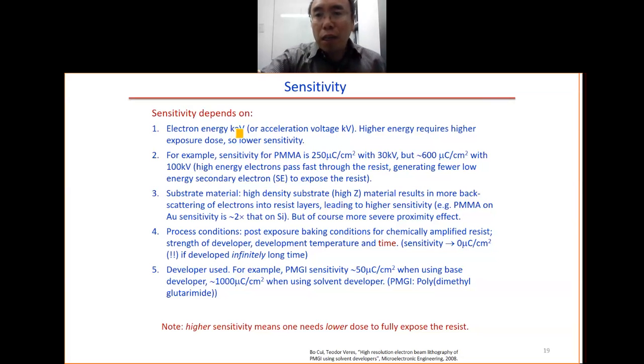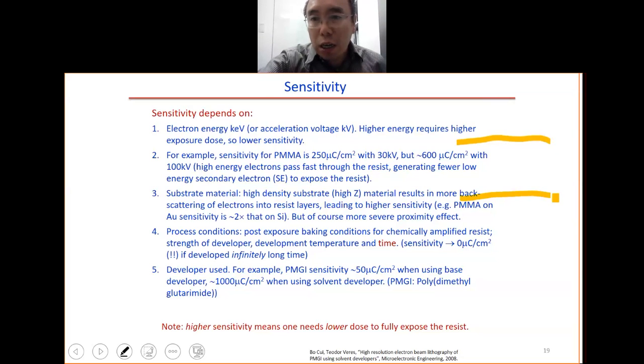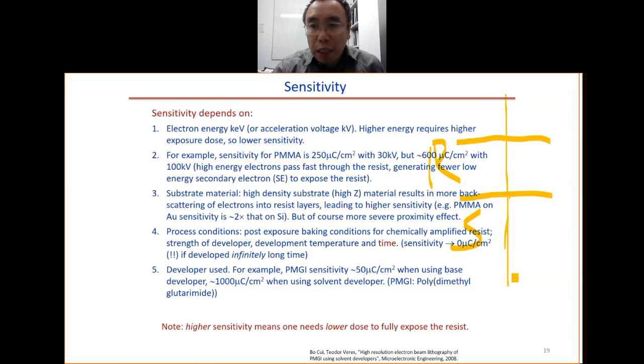This is because, as we said, this is the resist, and this is the silicon substrate. A higher energy electron passes through very, very fast, so the interaction with the resist will be less. So you need a higher dose for the exposure. For instance, for the case of PMMA at 30 keV, we need 250 microcoulomb per square centimeter. At 100 keV, you need 600 microcoulomb per square centimeter. This is what we have seen before.